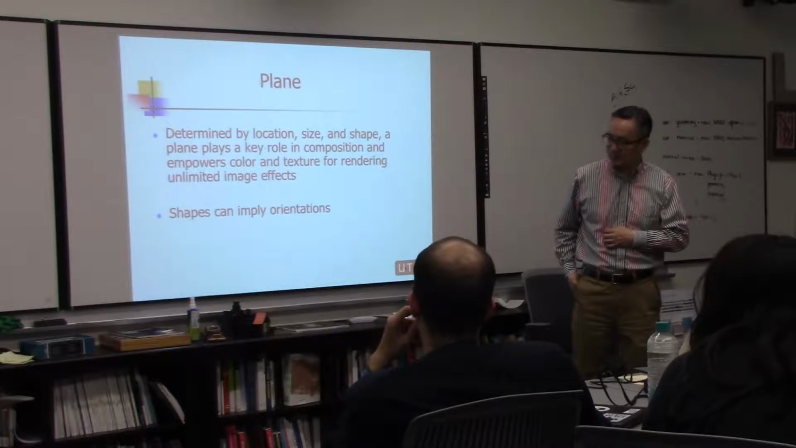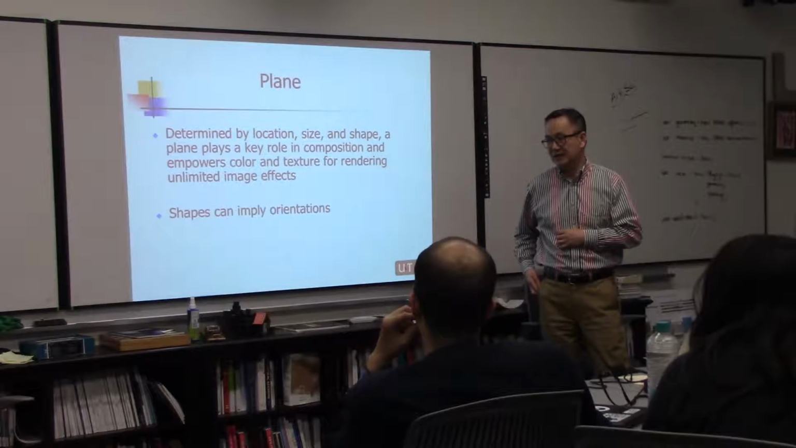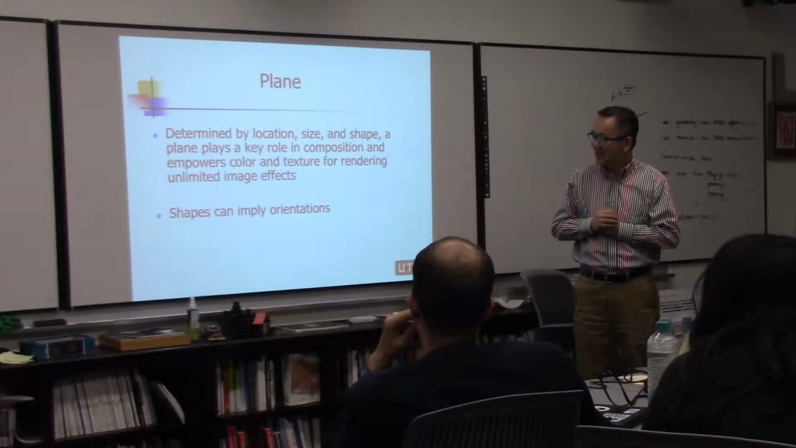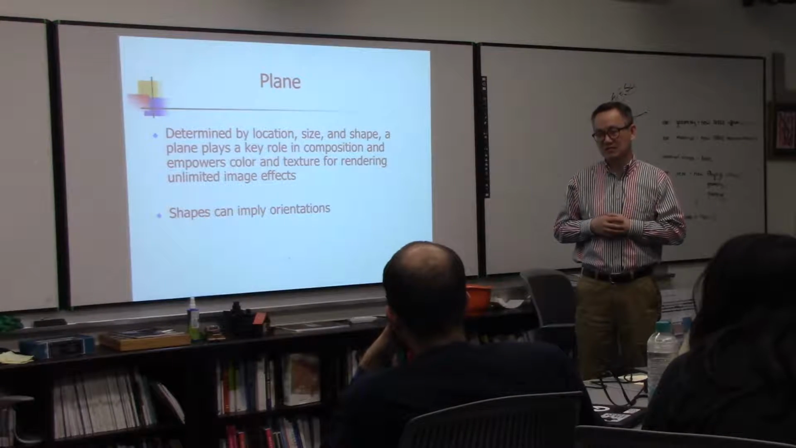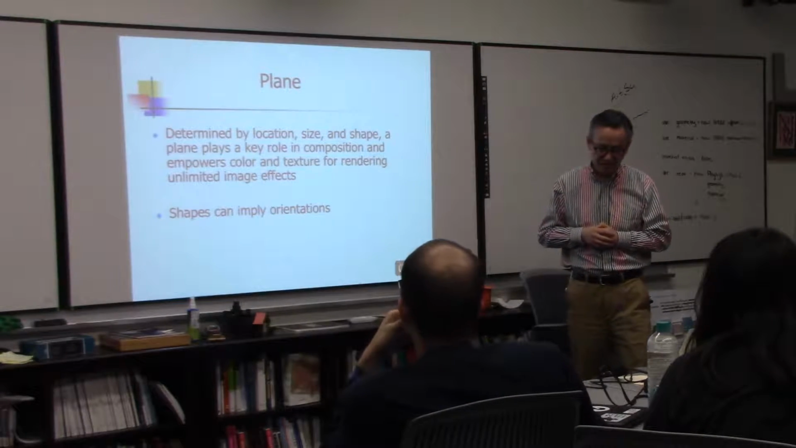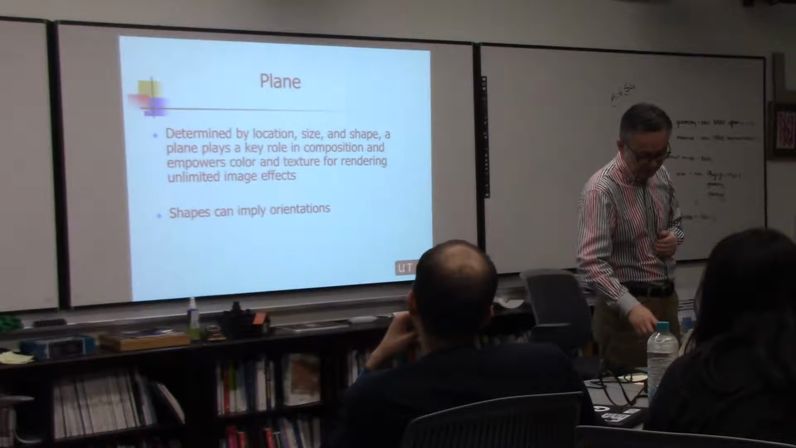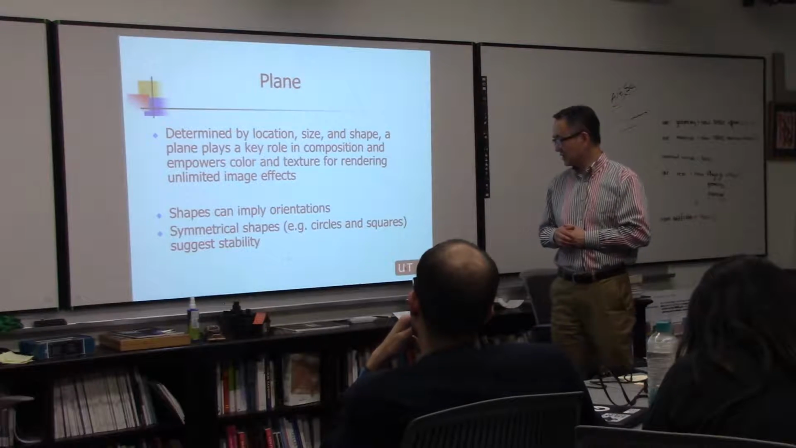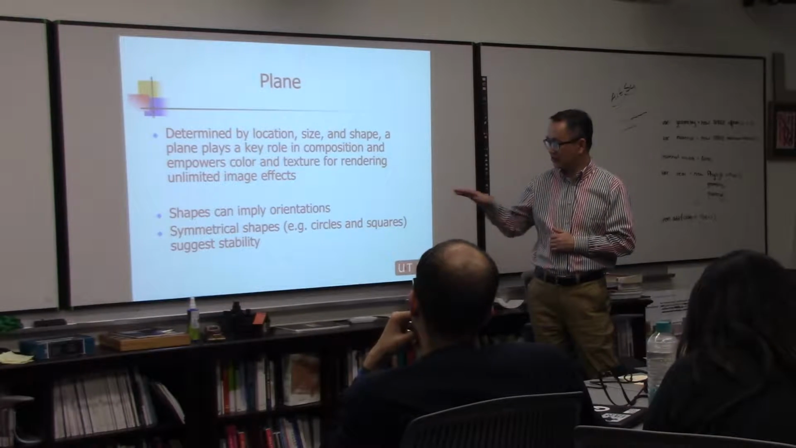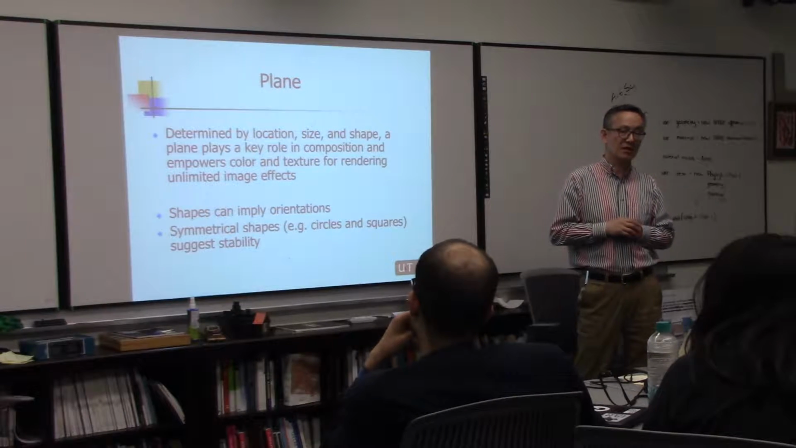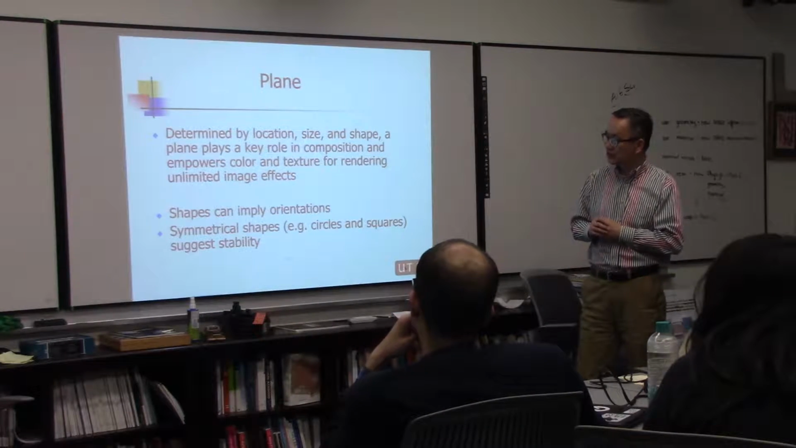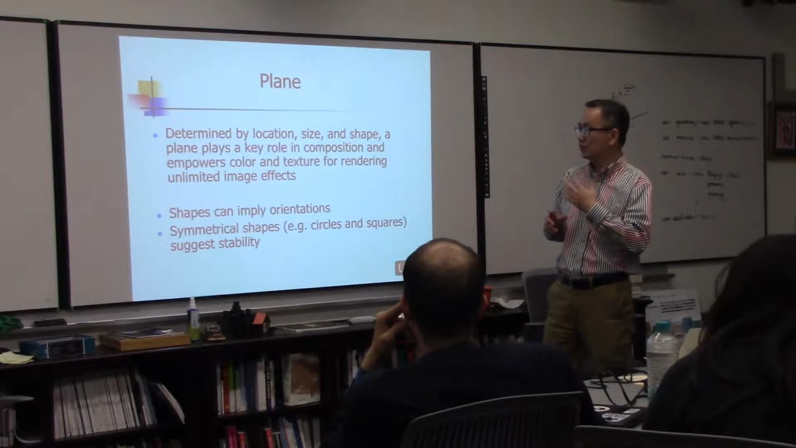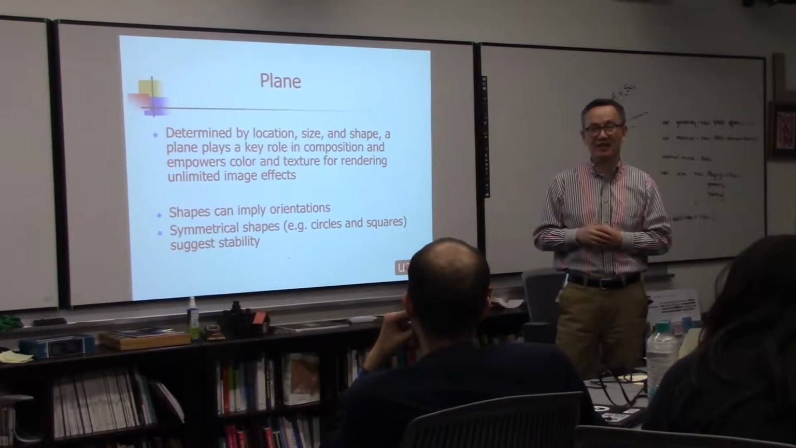And the shapes can imply orientation. This is very important, I think, in art, but in information visualization, I think that people have not really made use of this guideline. And the symmetrical shapes, such as circles and squares, they suggest stability. So later I will also show that I think in art as well, they actually do give you aesthetic feeling.